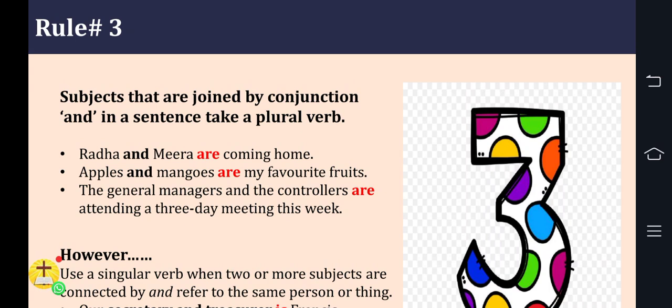Subjects that are joined by conjunction and in a sentence take a plural verb. So dear students, note, when subjects are joined by conjunction and, the verb takes the plural form. Radha and Meera are coming home. Apples and mangoes are my favorite fruits. The general managers and the controllers are attending a 3-day meeting this week.